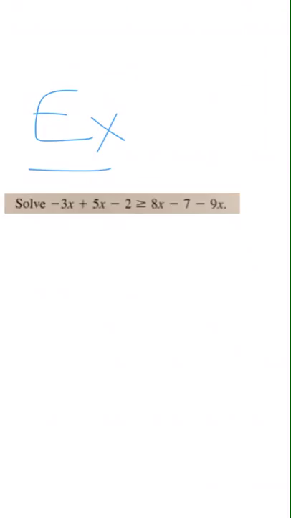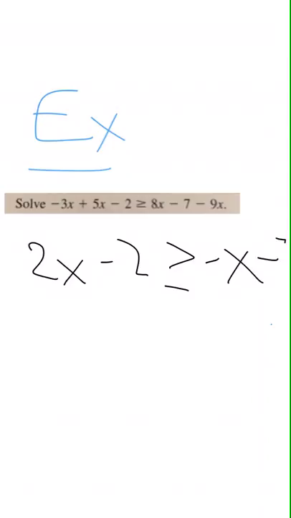Alright, so here's another example. It says solve negative 3x plus 5x minus 2 is greater than or equal to 8x minus 7 minus 9x. Alright, so if we combine like terms, we would end up with negative 3x plus 5x, which would be 2x, minus 2 is greater than or equal to 8x minus 9x, which would be minus x, and then minus 7.